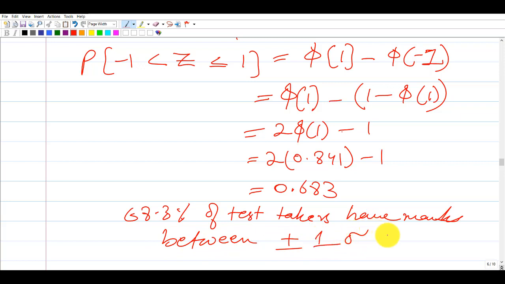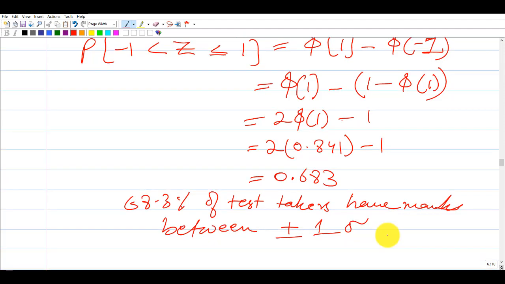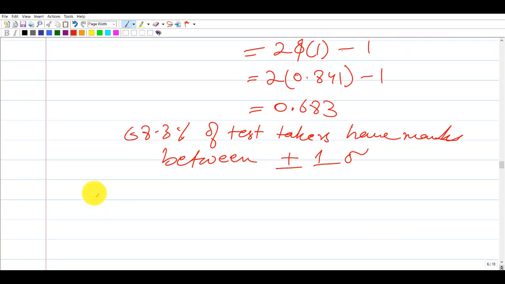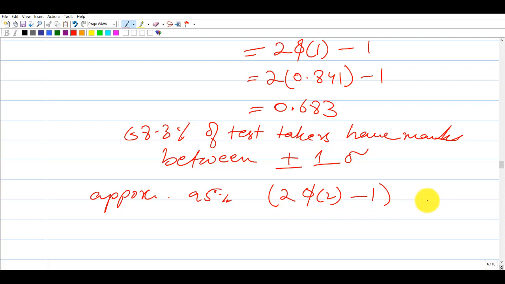So that simply means that within one standard deviation, 68.3% of the test takers lie. Similarly, approximately 95%, which comes out to be 2 standard deviations, 95% of test takers lie between plus minus 2 standard deviations. So that can be obtained from here.